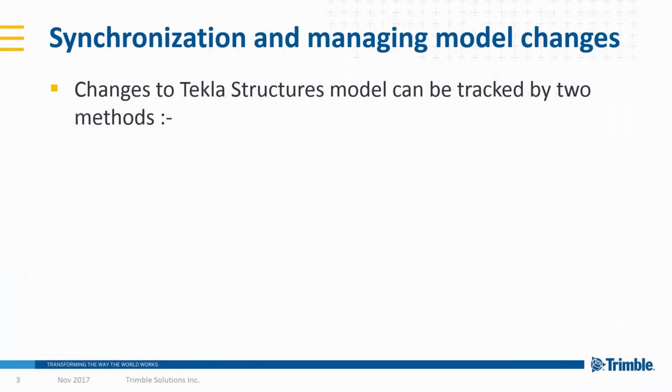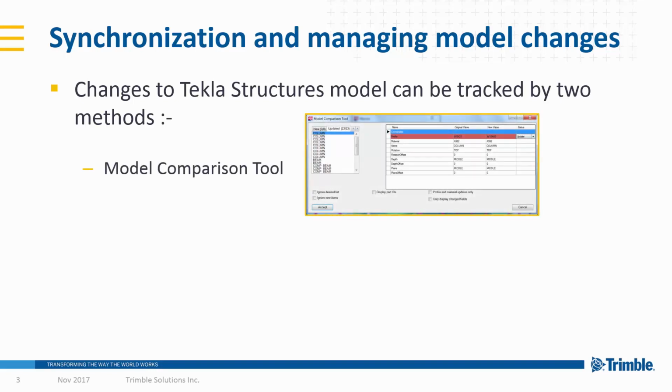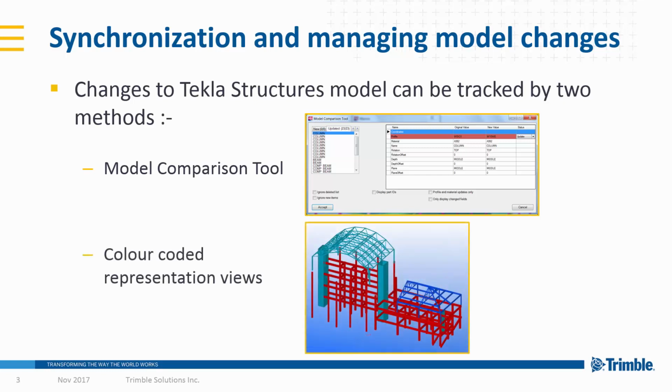When tracking changes made to the model in Tekla Structures, please note that the software can track these changes in two distinct ways. Alterations can be reported either through the use of the model comparison tool, where detailed changes are reported in depth, or changed parts can be quickly identified through the use of color-coded representation views. This view representation can be used to identify all parts which have been added, updated or have been unaffected by the most recent model merge process.